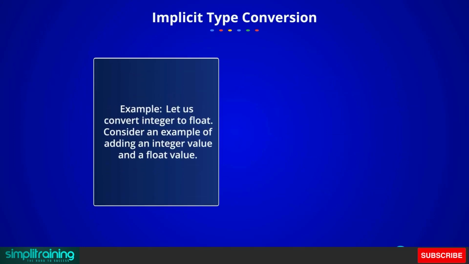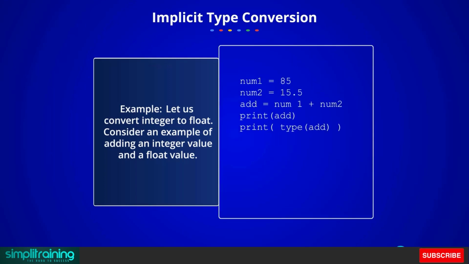In this example, we will convert an integer to a float. Consider an example of adding an integer value and a float value. We will add two variables, num1, which is an integer, and num2, which is a float, and store the value in add variable. We can print the value of add and the data type for add using the type function. The output will display the value of the add variable, which is 100.5, and it will also display the data type, which is float.